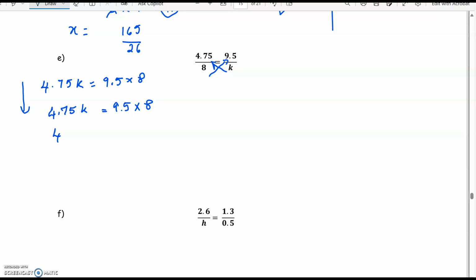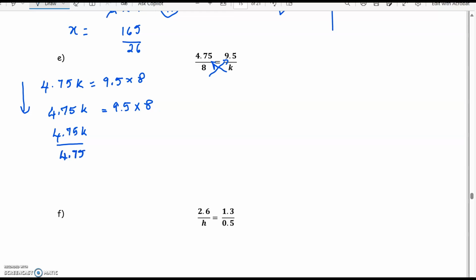And now we have 4.75k divided by 4.75, and this is 9.5 times 8 divided by 4.75. We cancel the 4.75, and that was the whole point of the division, to get k by itself. This is what we want. And that is equal to 9.5 times 8 divided by 4.75.